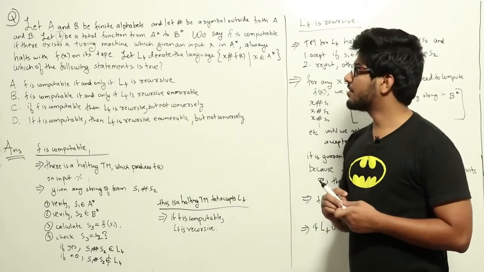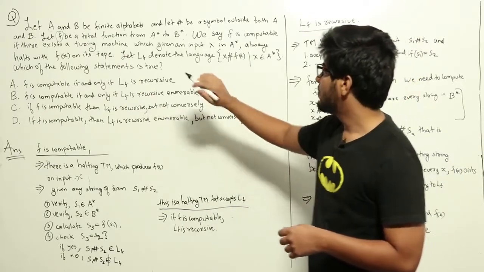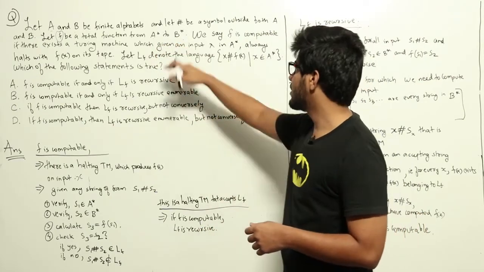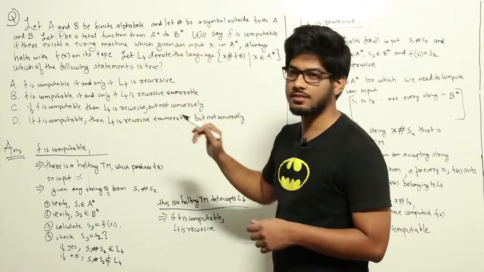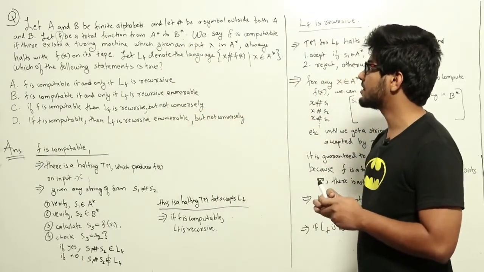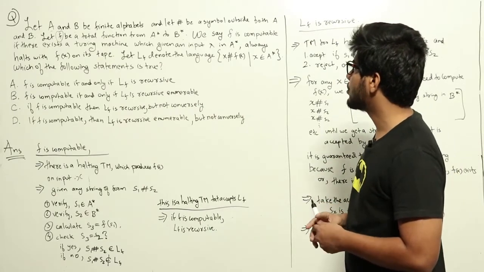Now we say that the function f is computable if there is a halting Turing machine to which we give an x belonging to A star as input, and then it will halt and give us the output, which is f of x belonging to B star. If there is a Turing machine like that which can calculate f of x for any x given, we say that the function is computable.